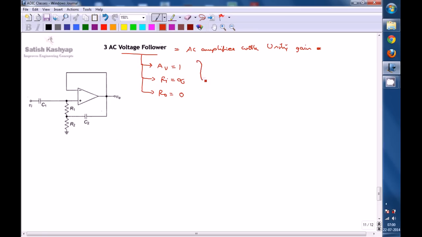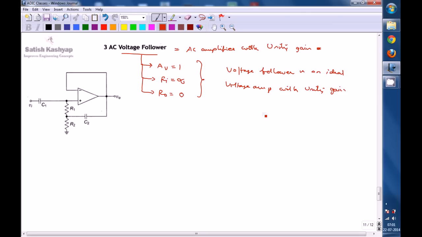So simply we can say a voltage follower is an ideal voltage amplifier with unity gain. So gain is going to be 1, but all other characteristics are the same as an ideal voltage amplifier. Now an AC amplifier with unity gain is going to be called an AC voltage follower.